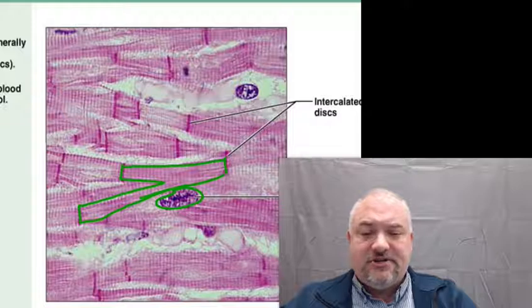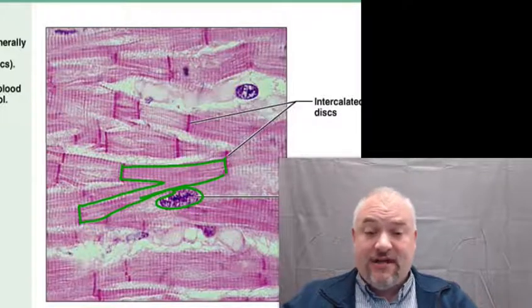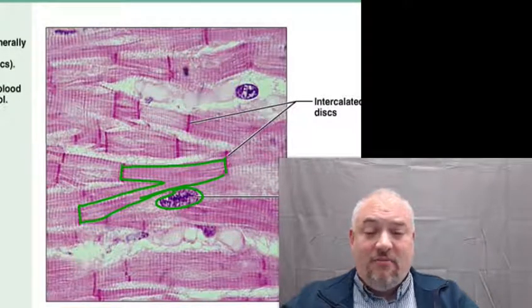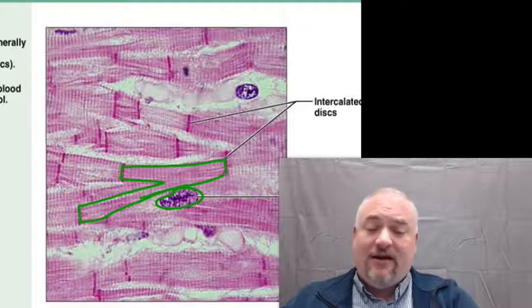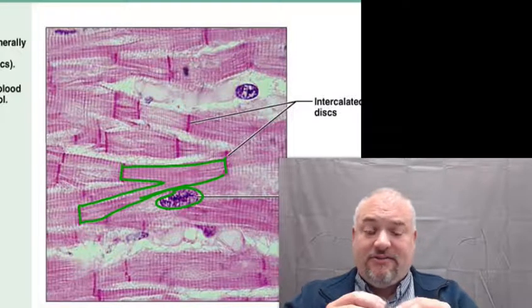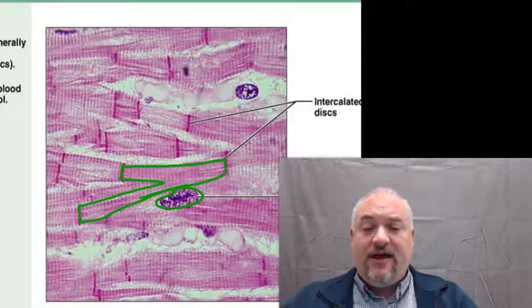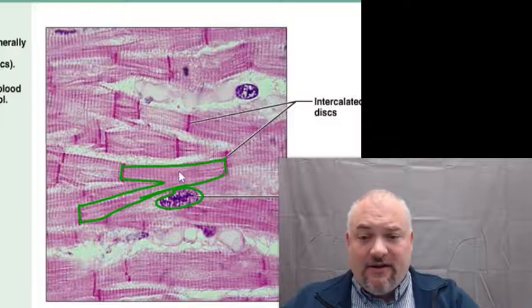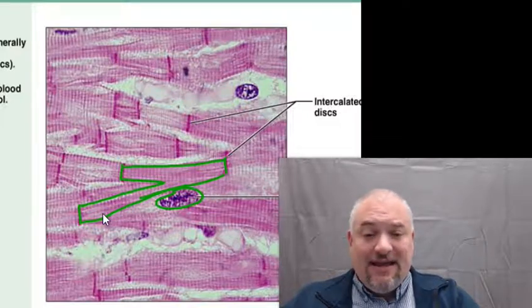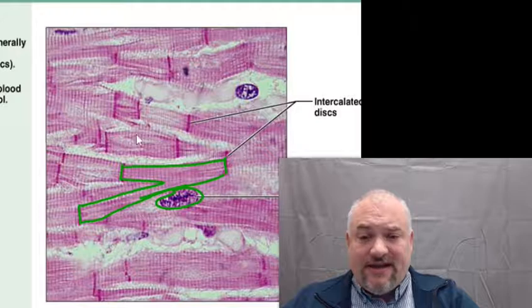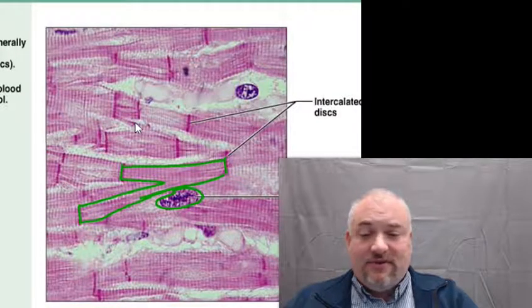So if you see striations, you're dealing with either cardiac or skeletal muscle. And the ways to tell them apart: skeletal muscle has many nuclei, cardiac has one. Skeletal muscles are long and straight. Cardiac muscles are going to be a little more irregular, and some of them are going to be branched. And cardiac muscles also have these intercalated discs, these thicker chunks where the two cells meet, that skeletal muscle does not have.